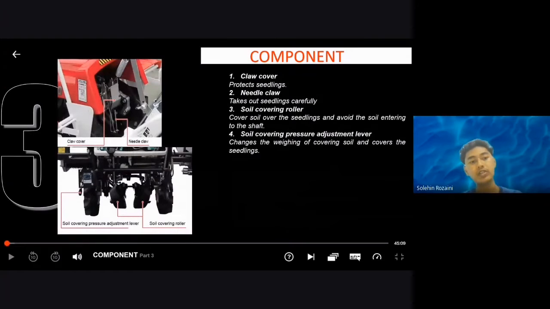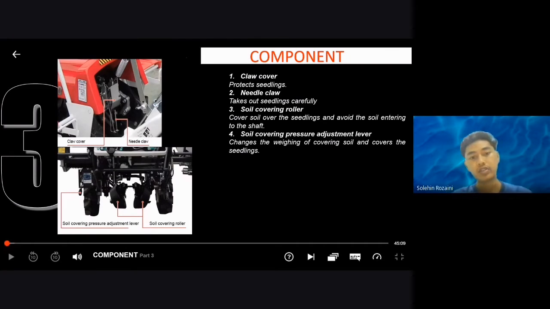Okay, next we talk about the components that make the vegetable transplantation happen. The first one is the claw cover to protect the seedling. The second one is the needle claw. It takes out the seedling carefully. This one takes it out and then puts it at the ridge.